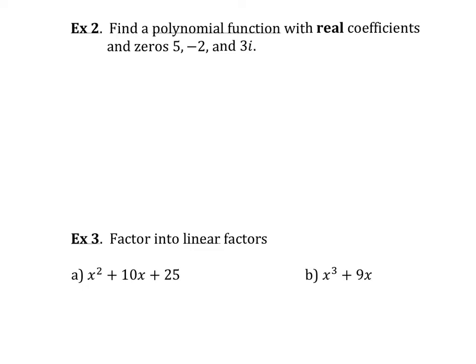Because if positive 3i is one of our solutions, the complex conjugate, negative 3i, is also one of our solutions. And that's important because when I use that extra answer, it's going to make sure that all my coefficients end up being real. So I'm going to write a polynomial function. So you could say f of x equals, g of x equals, y equals, but it should be an equation because it is a function. I'm going to do f of x equals.